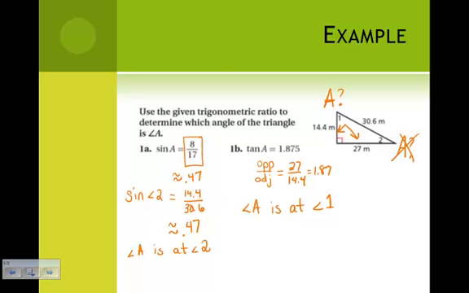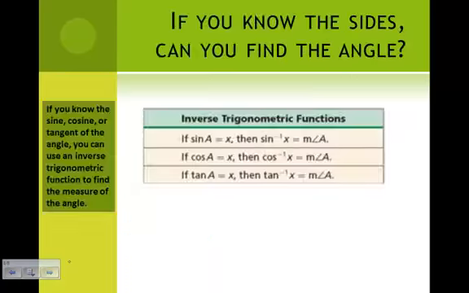Now, what if I wanted to know how big angle A was? What if I wanted to know the measure of angle A, its actual size, its actual degrees? Well, I would have to use what we call an inverse trig function. So here it says, if you know the sides, can you find the angles? If you know the sine and the cosine and the tangent of an angle, you can use what we call an inverse trig function to find its measure.